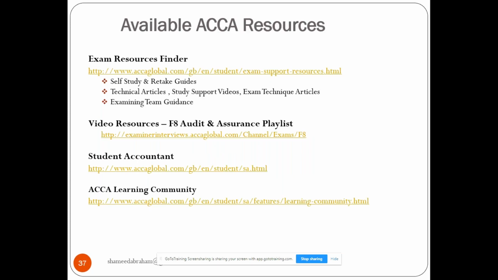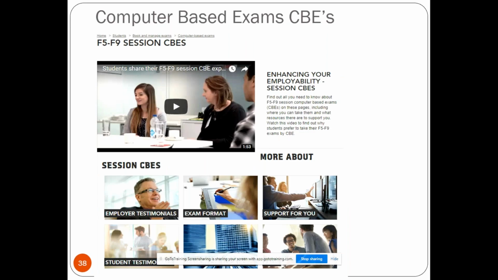There are lots of available resources on the ACCA website. Ensure that you're using these resources. The examiner's reports are another extremely important resource that people are not reading, and all of this is on the website under the technical articles.